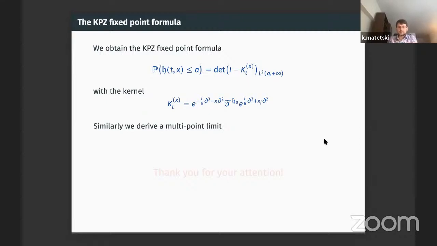Yeah, so as I said, a similar convergence result and similar formulas hold for multipoint distributions of PNG and the KPZ fixed point. So what we obtain is the convergence of multipoint distributions for PNG to respective multipoint distributions of the KPZ fixed point. And so as soon as the KPZ fixed point is well defined, this convergence implies the weak convergence on the level of processes, the PNG converging to the KPZ fixed point. And I will stop at this point.